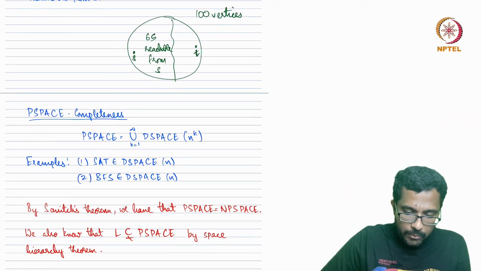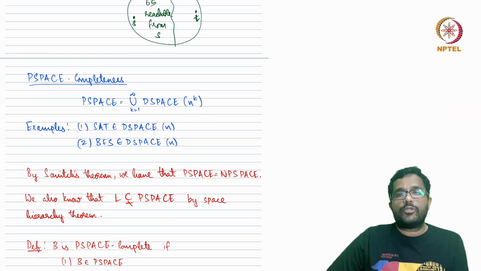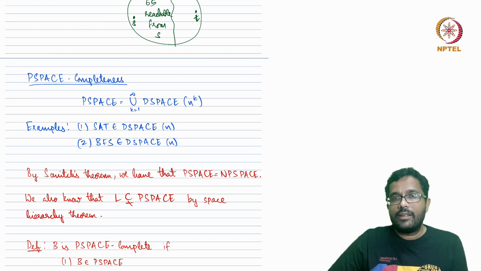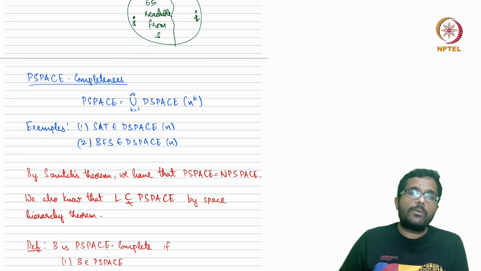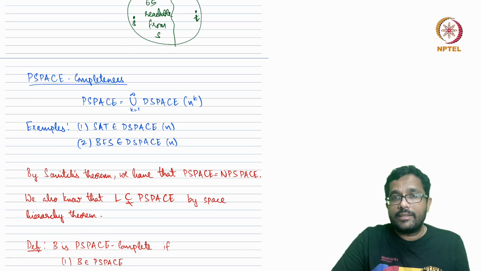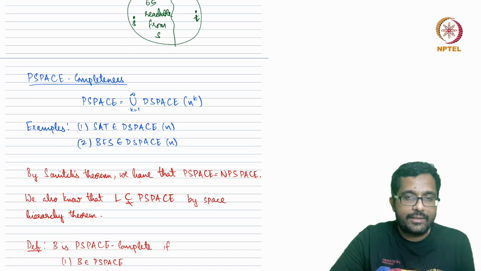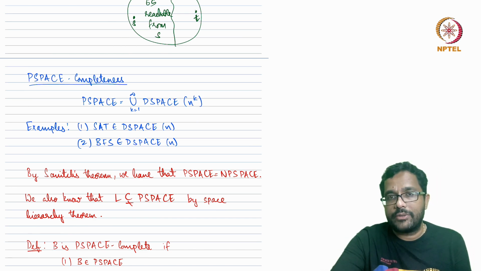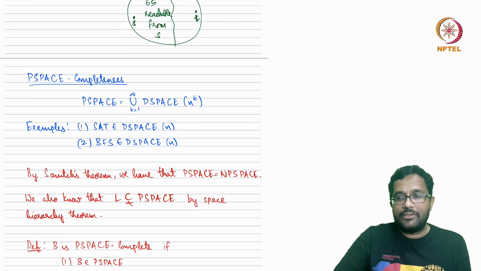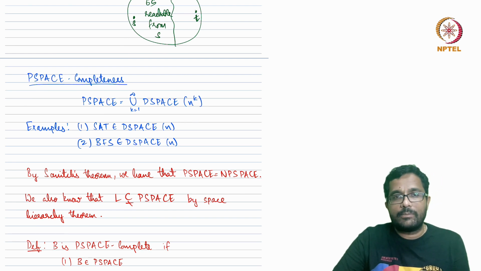The next thing I want to talk about is PSPACE completeness. So we talked about NL completeness. Now similarly we can talk about the hardest problems in PSPACE. PSPACE is the class of all languages that can be decided in deterministic polynomial space. And because of Savitch's theorem, this is also the same as non-deterministic polynomial space, right? So non-deterministic space n^k is contained in deterministic space n^2k. So polynomial non-deterministic and polynomial deterministic space are both the same, right?